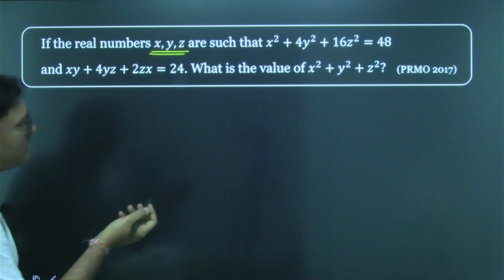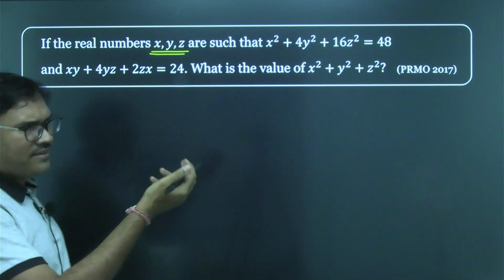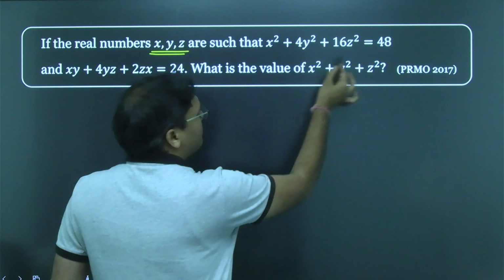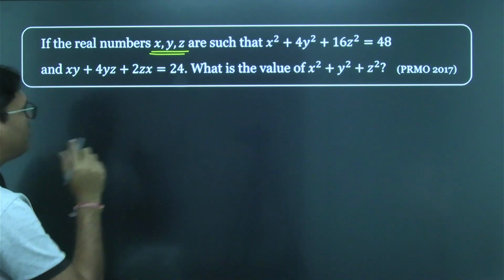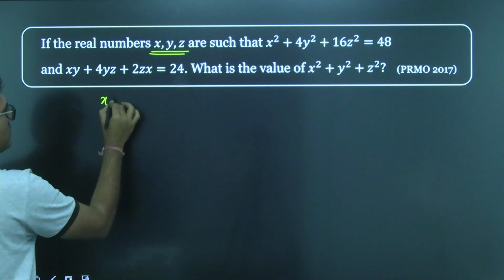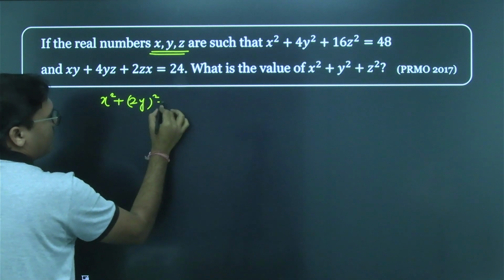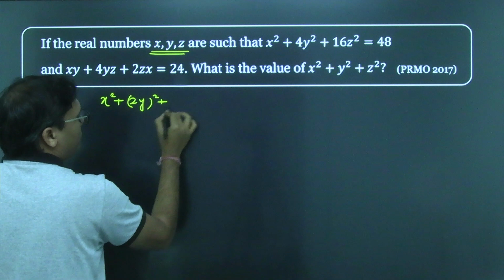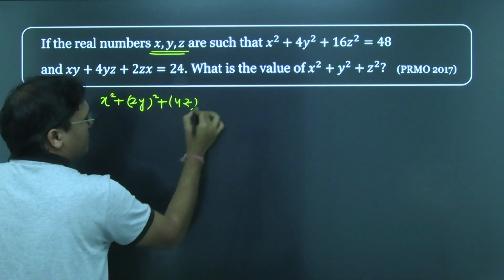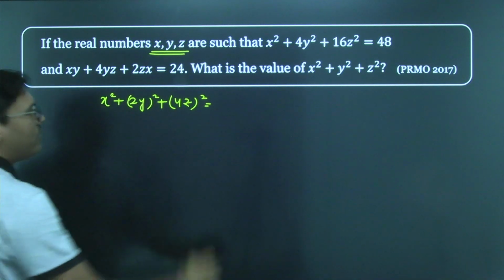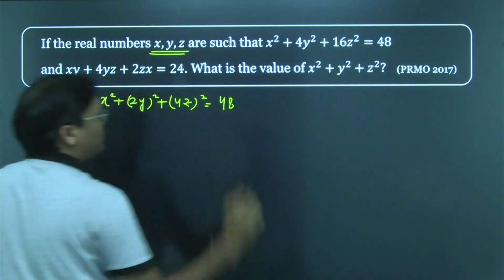Now how will you solve this? You can clearly see, how will the idea come? You can see everything is in terms of a square, perfect square. So the first expression is, I can say this is x square plus 2y square plus 4z square. This is equal to 48. This is our first equation, right?